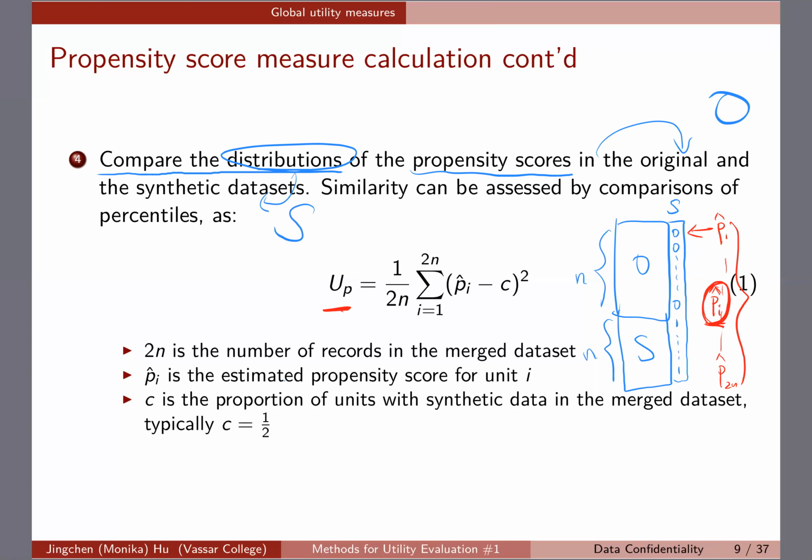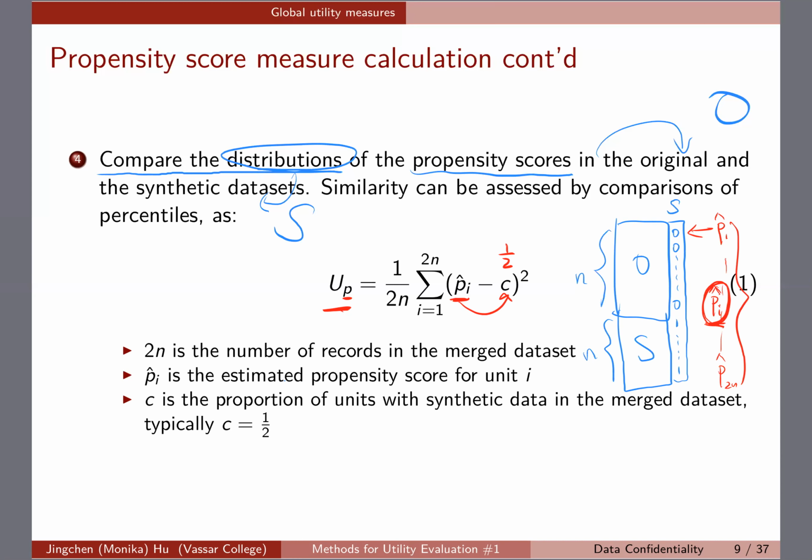The measure we use is U underscore P, so P stands for propensity score, U stands for utility. What they're trying to compute is, thinking about each p hat, the distance from a constant. We're going to talk about what the constant will be. You will see that in the case that we're stacking n and n together, this constant is 1/2. And then you take the difference, take the square, and then take the mean.